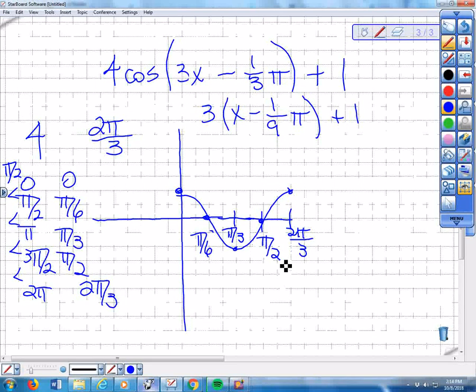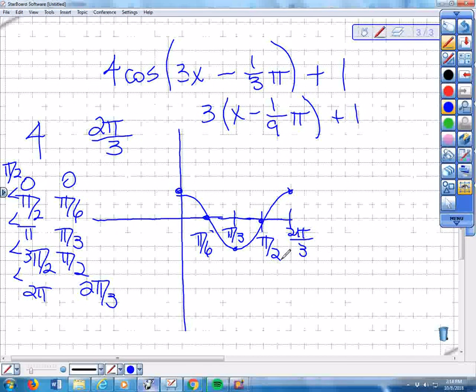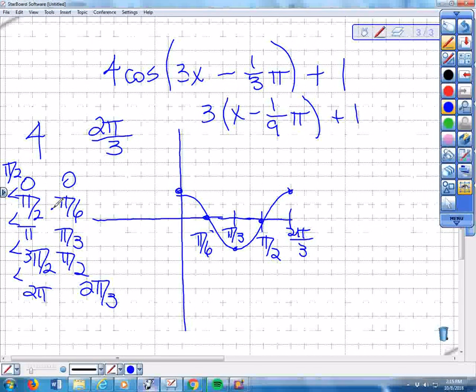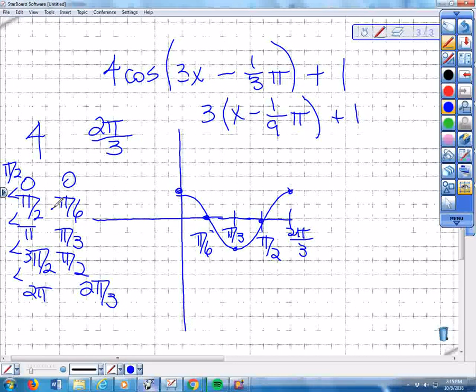I just did that by dividing 2 pi over 3 divided by 4. And then just found the first one is pi over 6. And then I just added pi over 6 each time, because that's the same process as on this side. We added pi over 2 each time. Okay. Now, we shift this pi over 9 to the right.